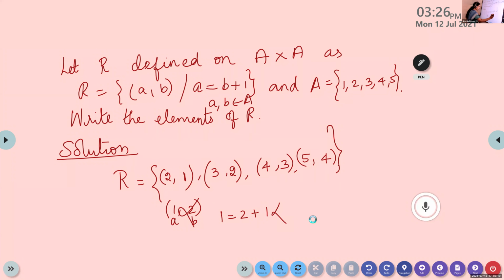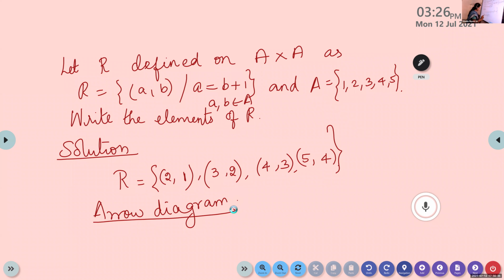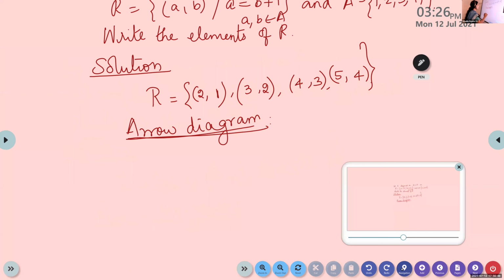After doing 2 or 3 more questions, you'll get more idea about it. Now, in this relation, we have only these elements. Now, listen. The same relation we can represent using an arrow diagram. I'm going to represent the relation using an arrow diagram. Don't write. First listen, children. Afterwards, we can write.